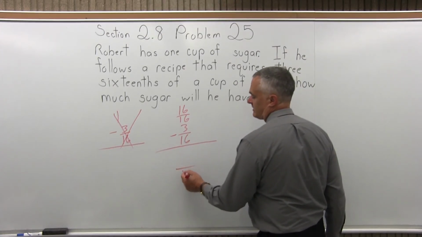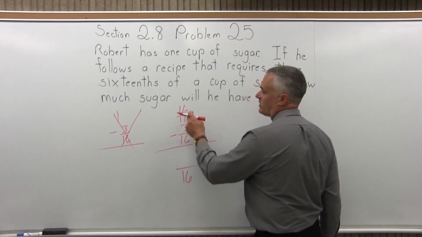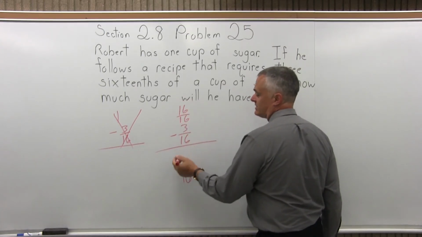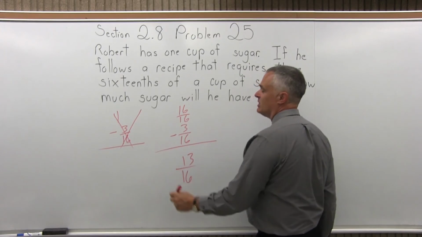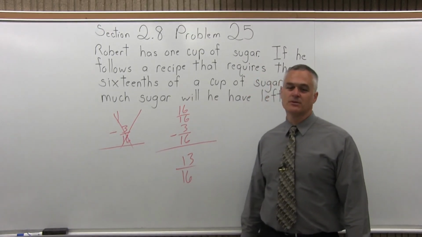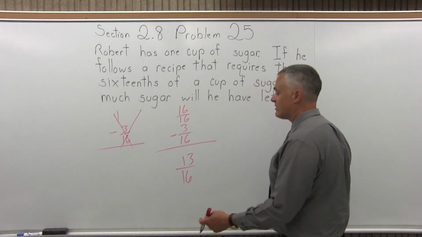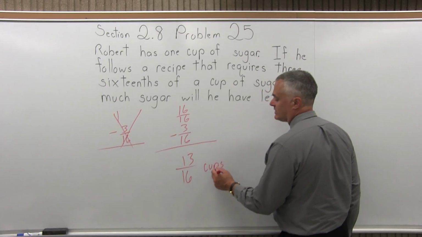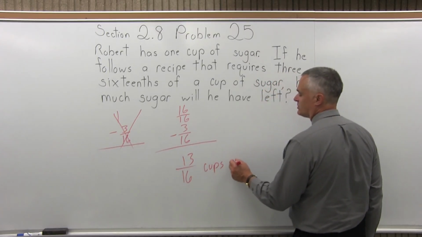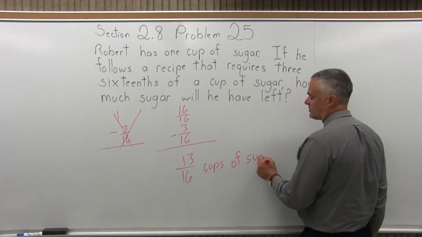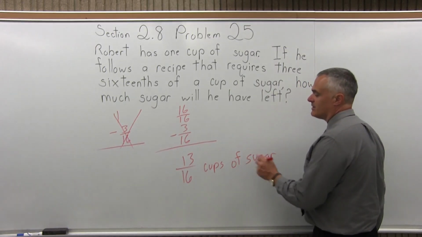My answer will be some value over 16. What value will it be? Combine the numerators. 16 from the 1 minus 3. 16 minus 3 is 13. So if Robert makes this recipe, he'll have 13/16 cups of sugar left. And since this is an application problem, you can put units of measure in your answer. 13/16 cups of sugar. Or 13/16 of a cup of sugar would probably be even better, but this would be fine.